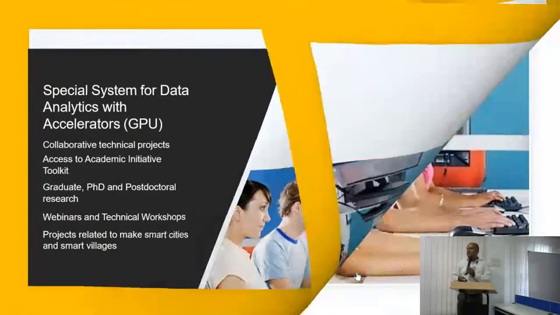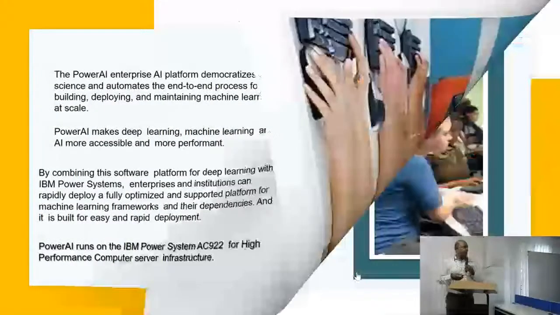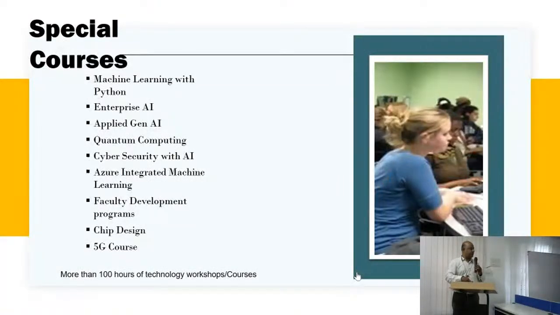So these are the special courses Object Automation provides. We can see machine learning in Python, enterprise AI, applied AI, quantum computing, cyber security. These are some of the top trending courses we provide.